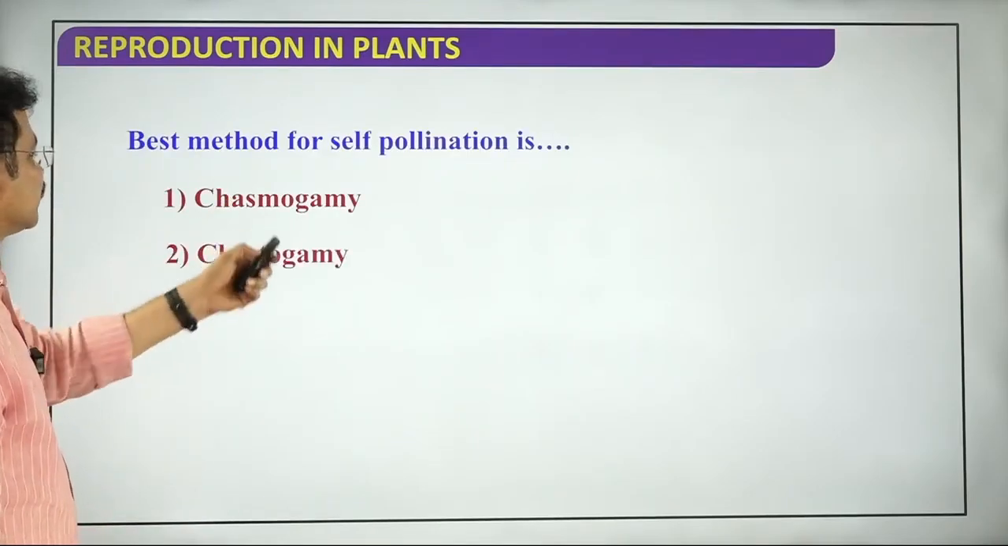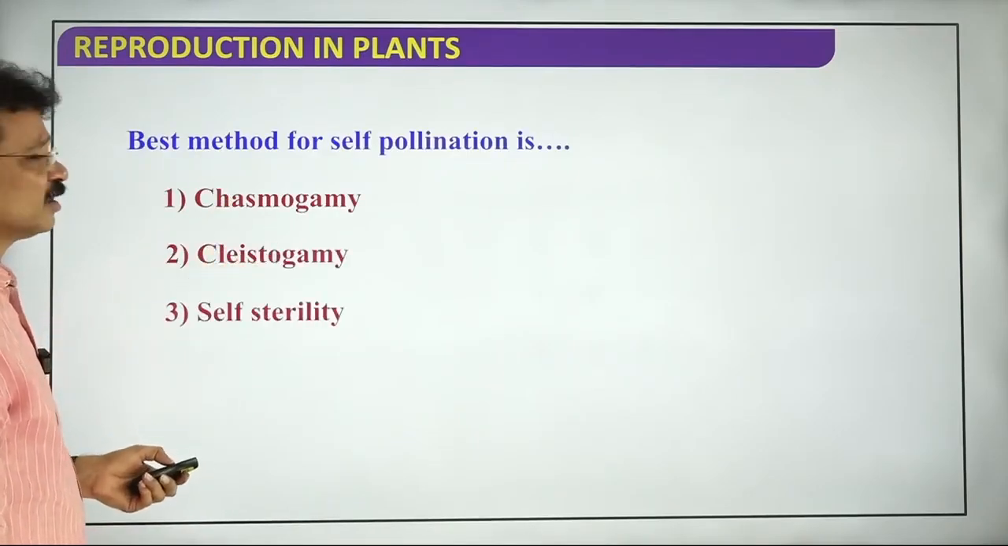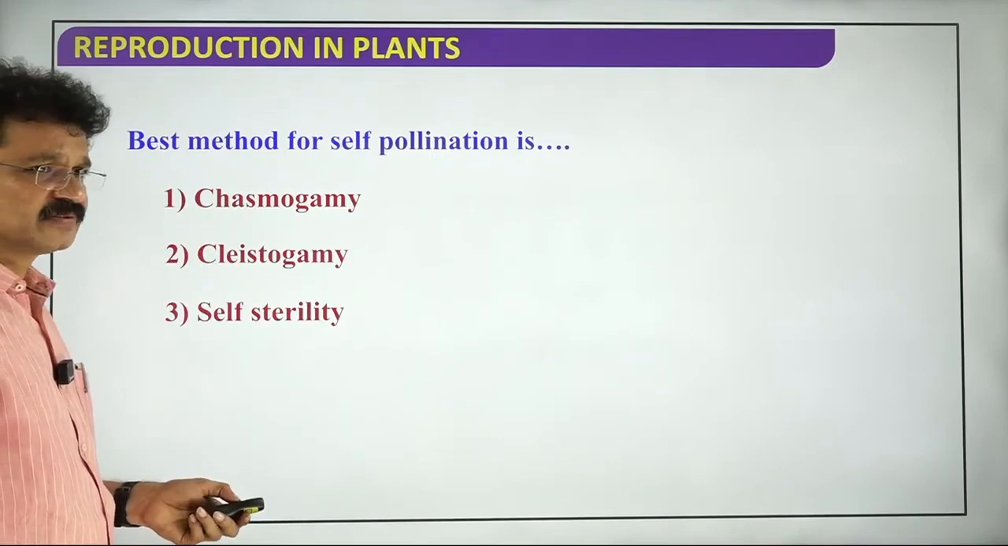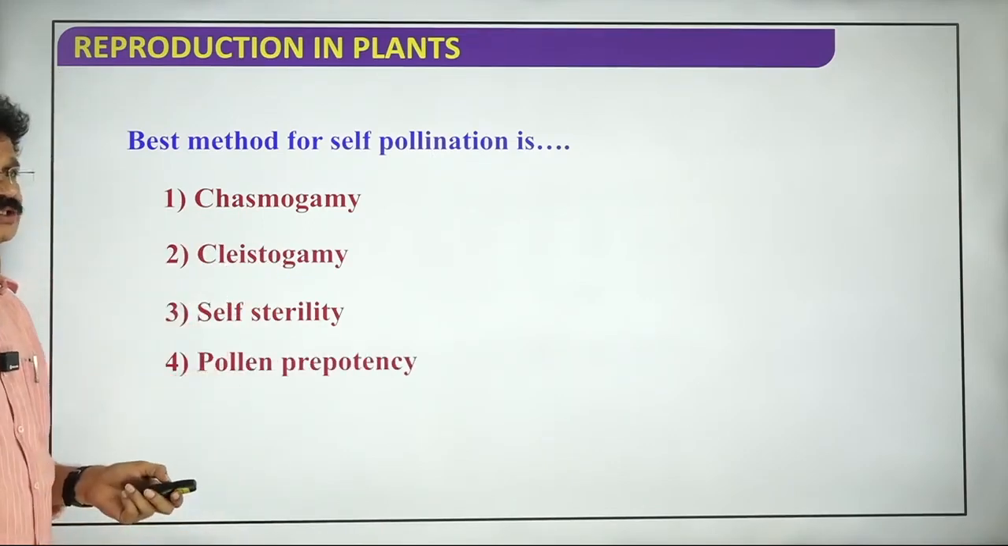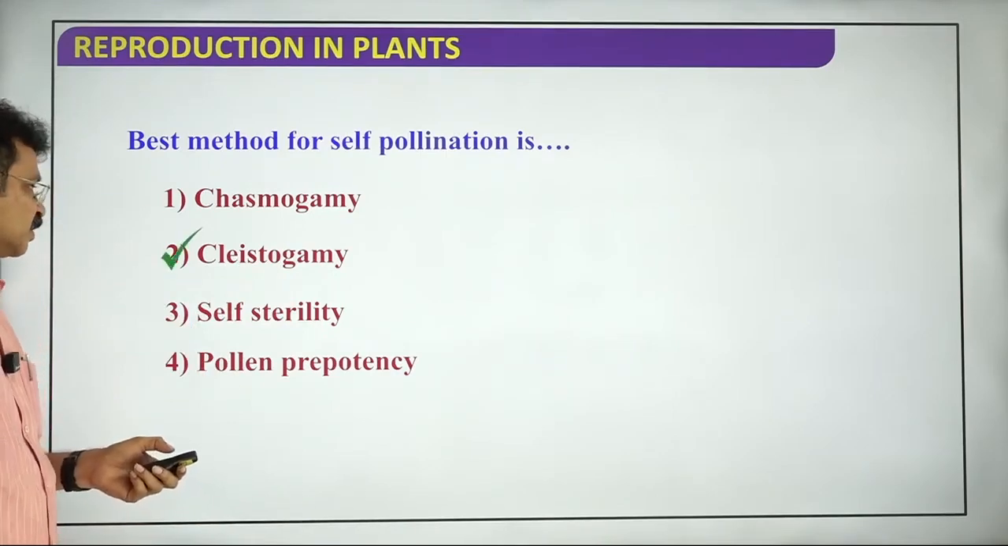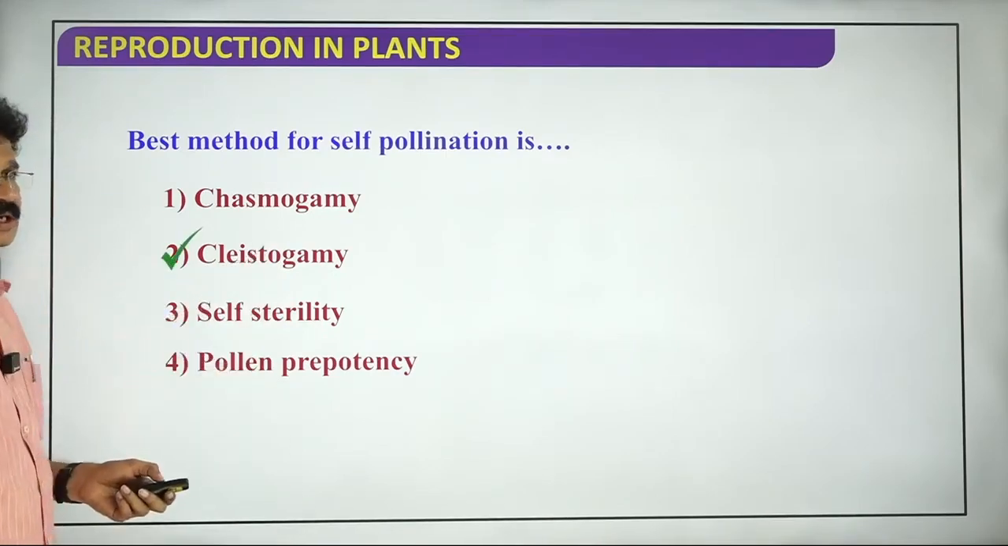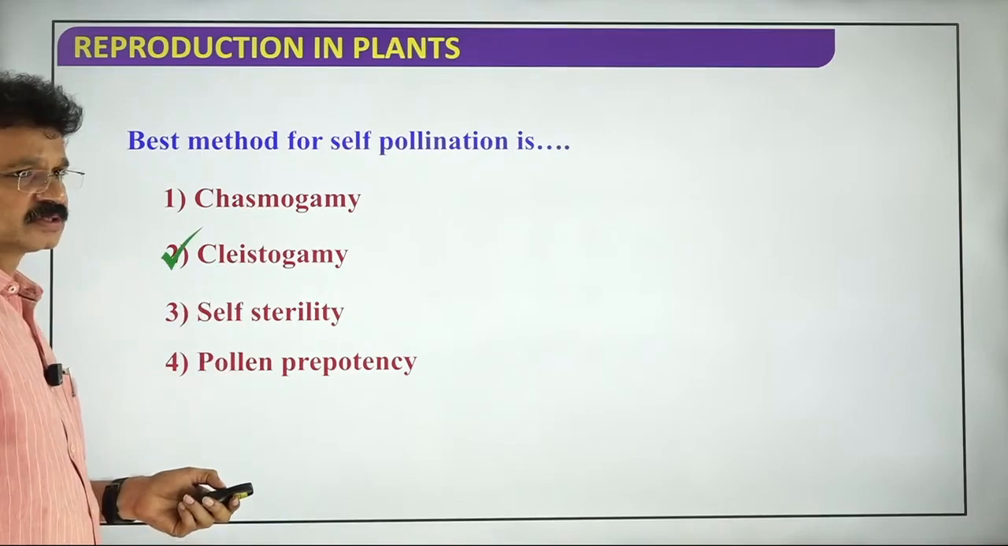Next one. What is the best method for self pollination? What kind of modification of a flower is essential for self pollination? Cleistogamy ensures 100% self pollination. Cross pollination is not at all possible in cleistogamous flowers, which are unopened flowers.